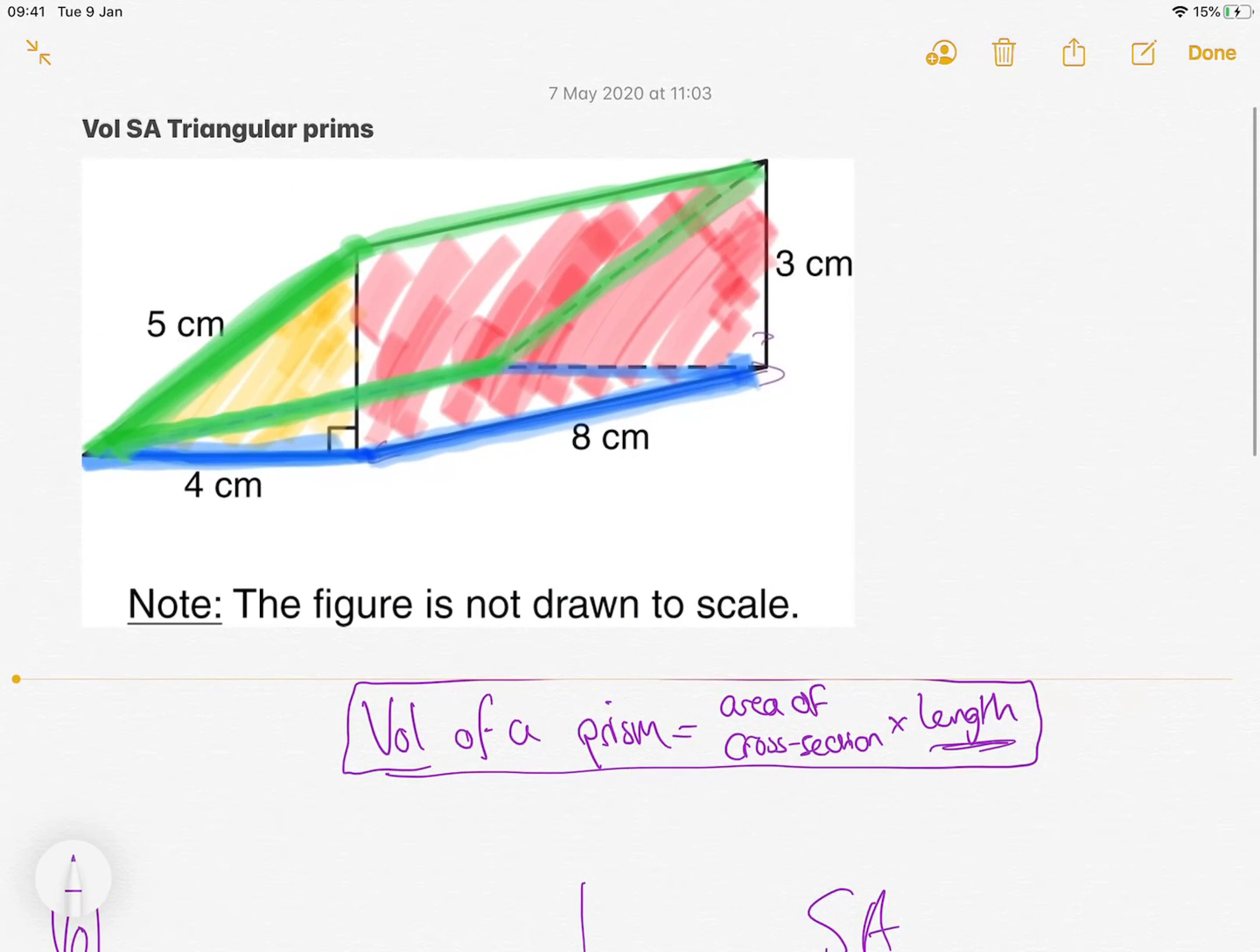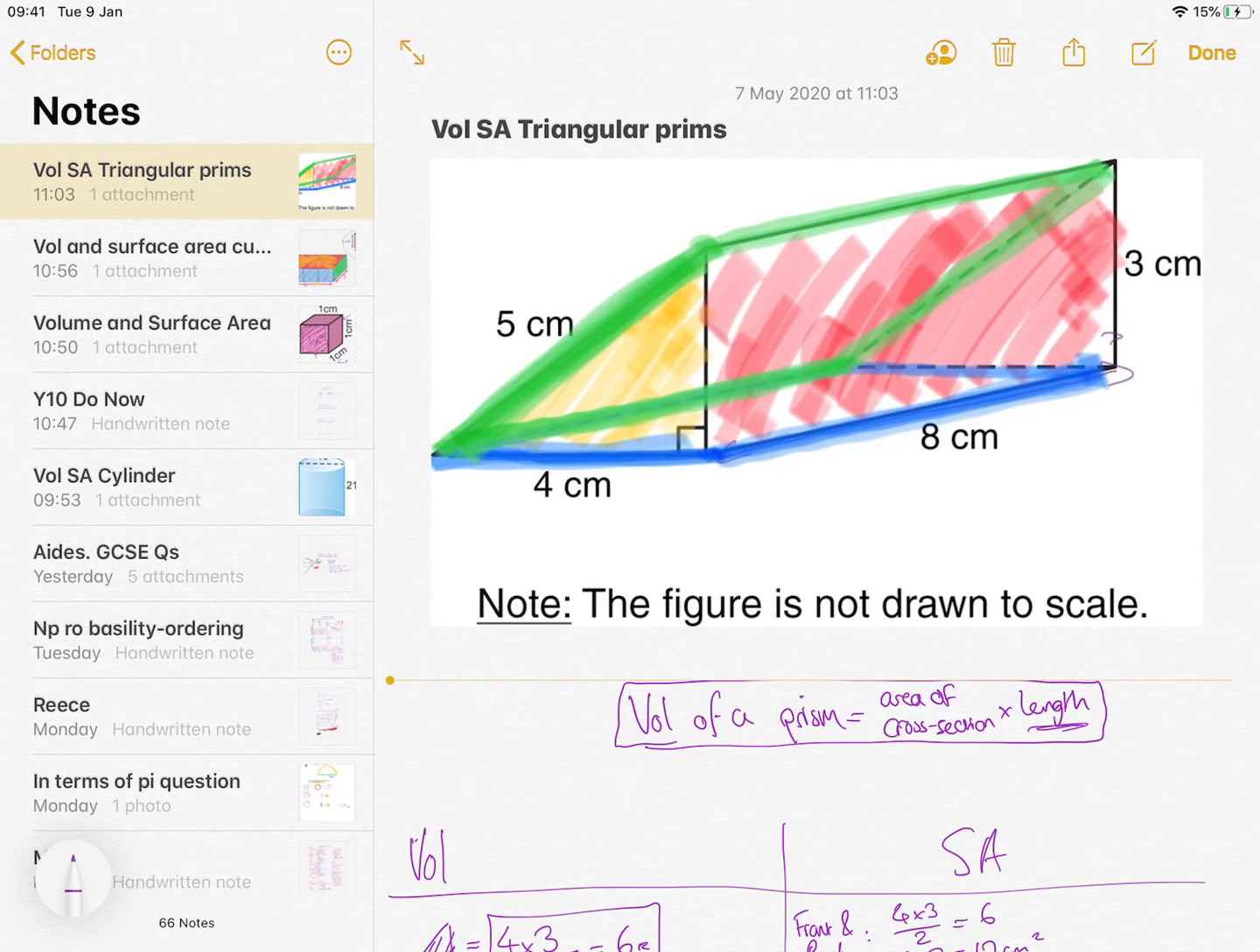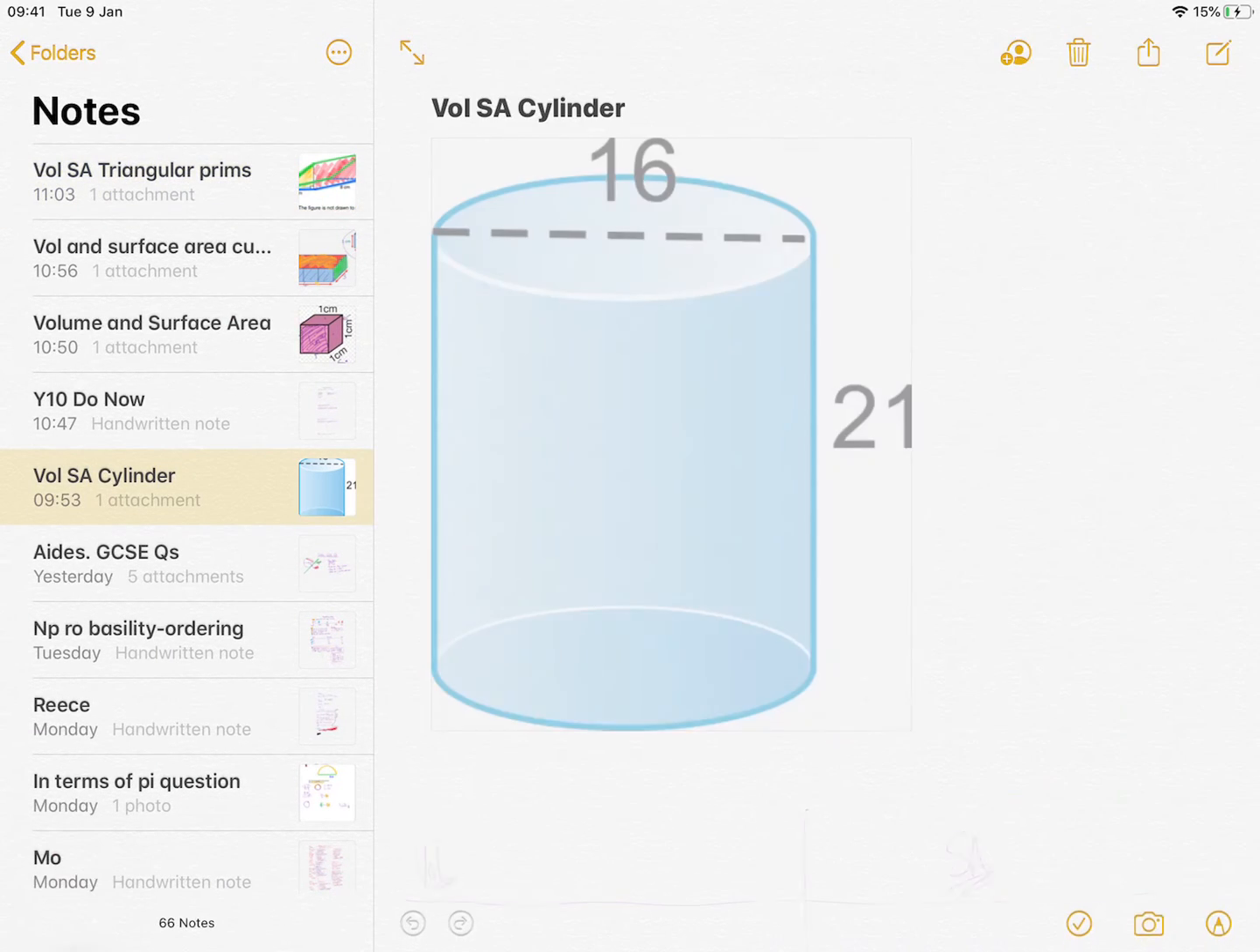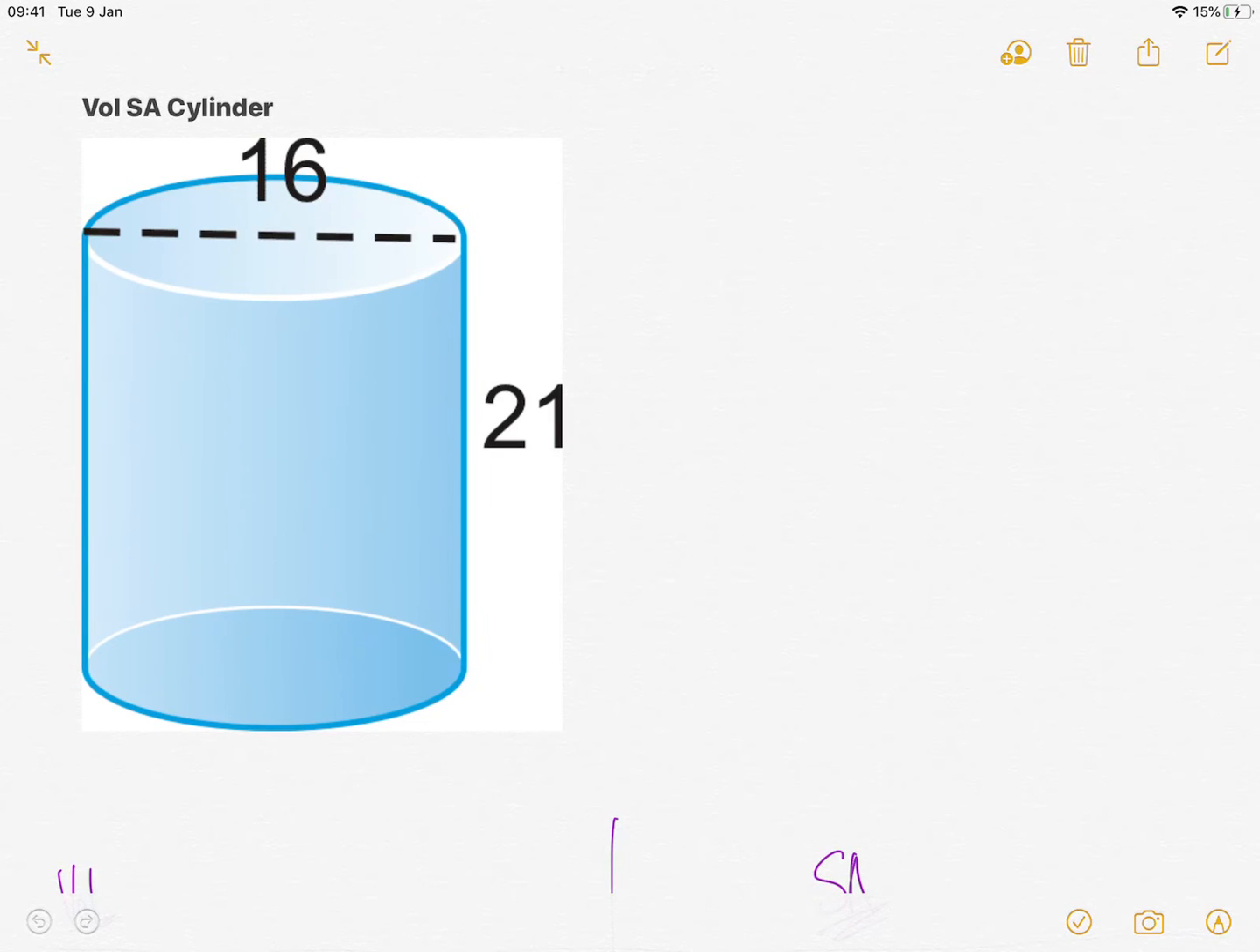Okay, last one. And I've probably saved the hardest for last. So we've got volume and surface area of a cylinder.